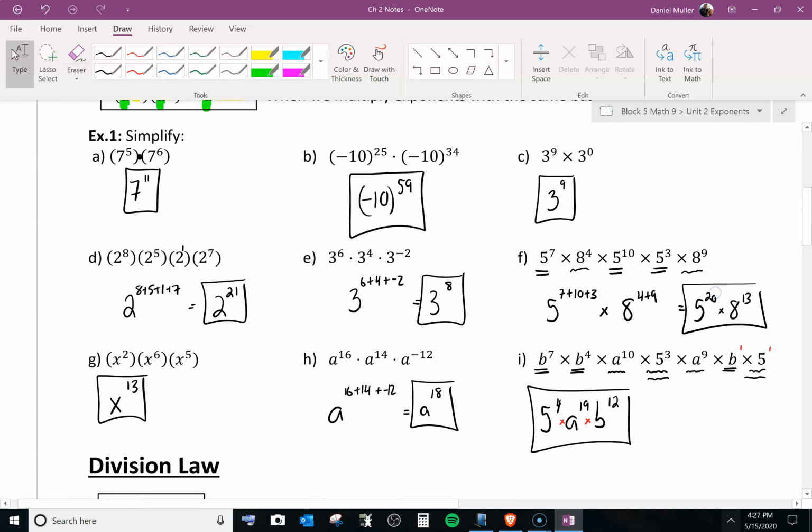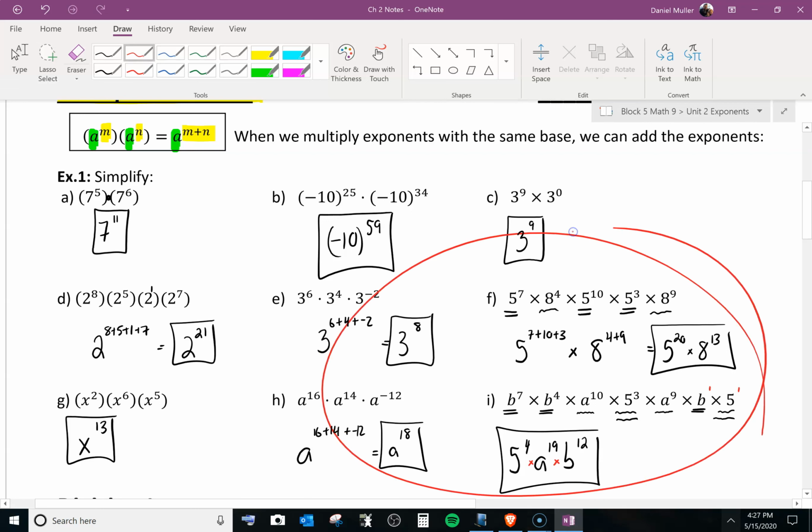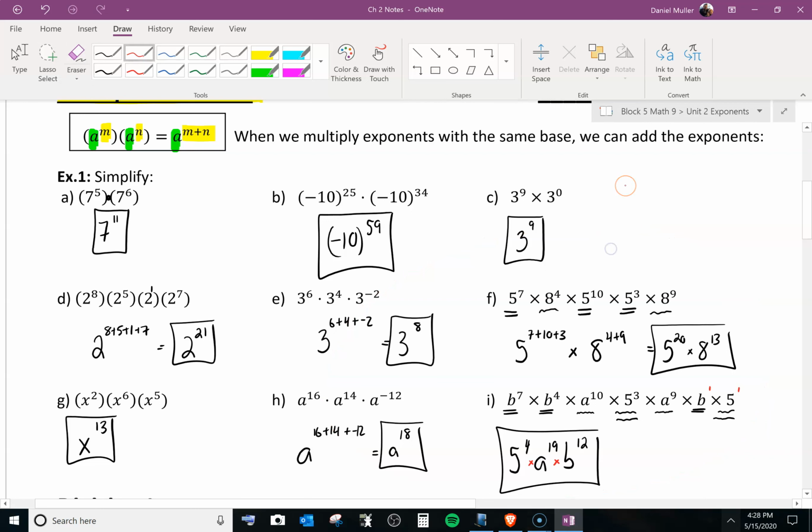So I'll zoom out. That is the first law, where if you're multiplying, then you can add the exponents as long as they're the same base. And you can see in some of these ones over here on the right, they add some different bases, so you need to make sure to organize. The bases are allowed to be numbers or letters.